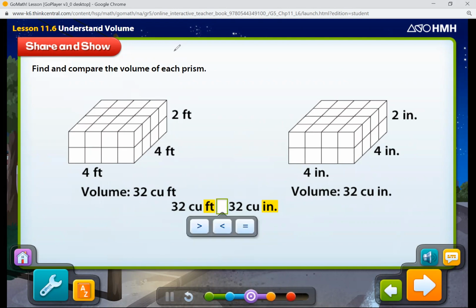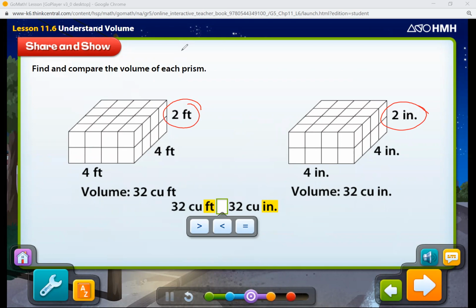Now, here's a problem where looking at the pictures, you're not going to find the answer because they're completely the same. The only difference is that they are telling you that these are feet and these are inches. So you have to read. You have to look very carefully at the information they're presenting you with.